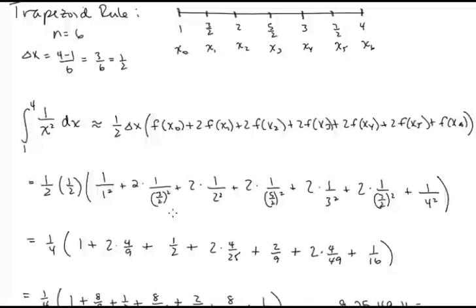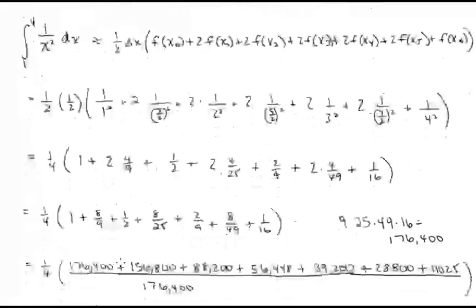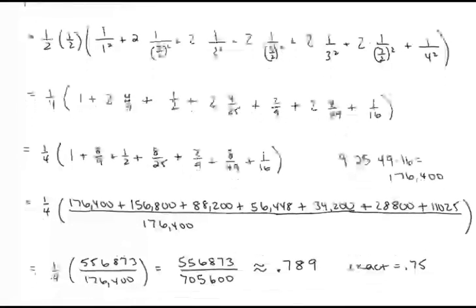So plugging in, we're here. Our delta x is 1/2 in this case. And then simplifying, we're here. And we get an answer that's approximately 0.789, which is closer to our exact value.